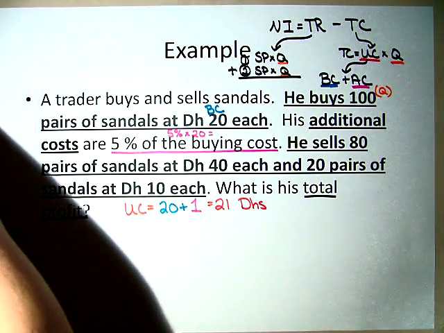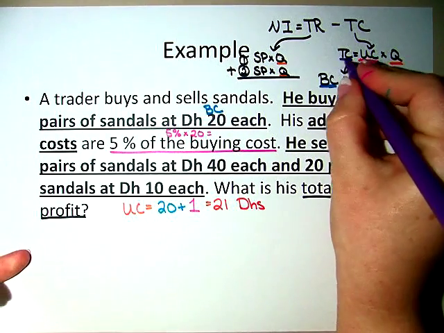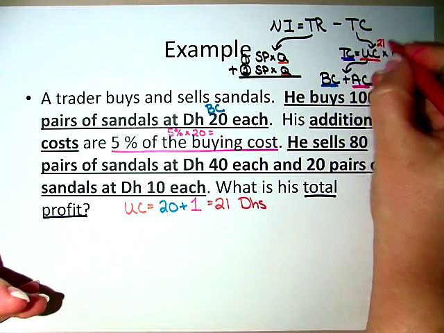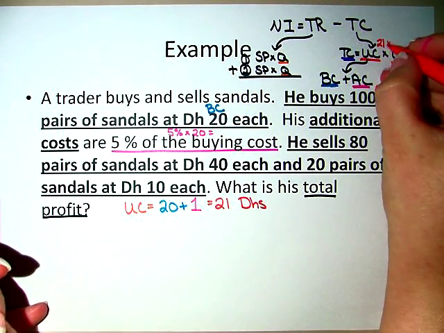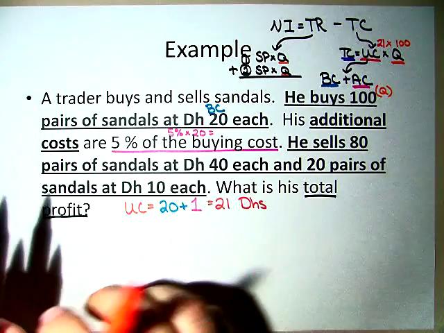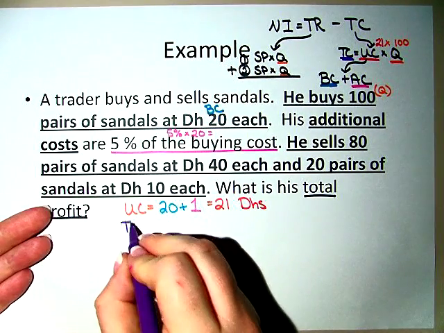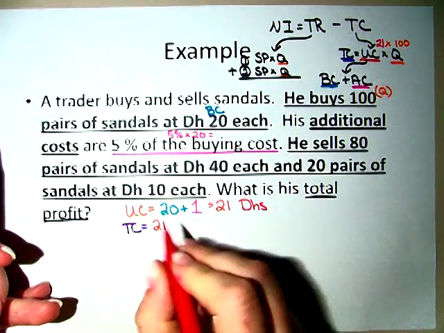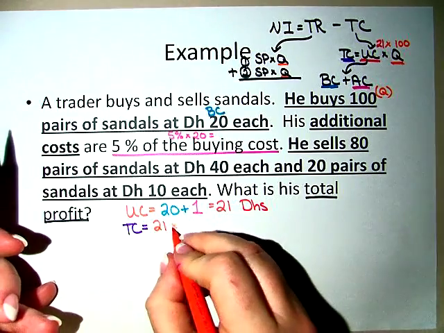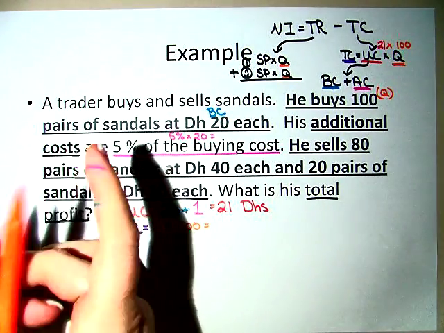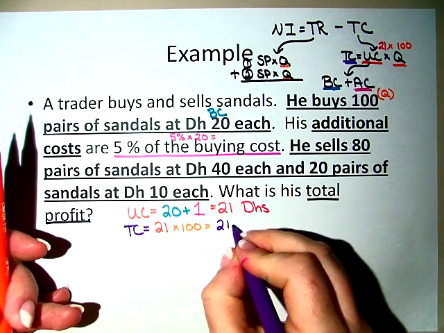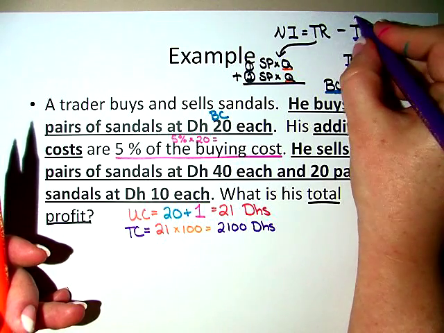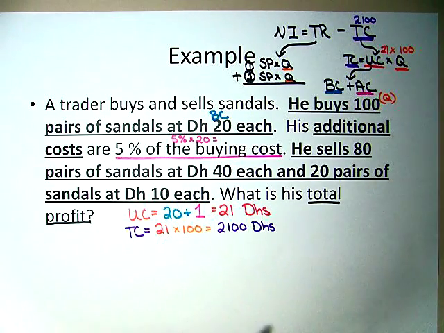So my total cost right here is the unit cost, which is 21 dirhams, times the quantity, which is 100. So therefore, my total cost is 21 times 100. So I get my total cost as 2,100 dirhams. So I'm going to write that up here, 2,100, and save it for later.